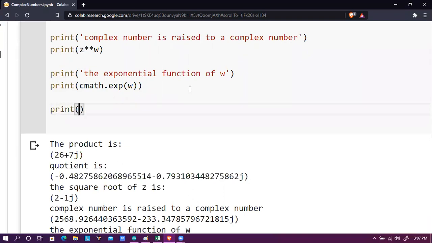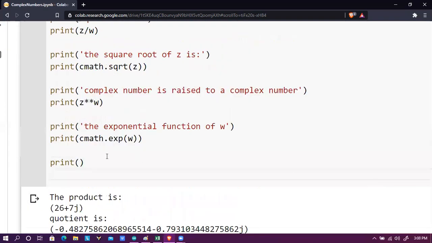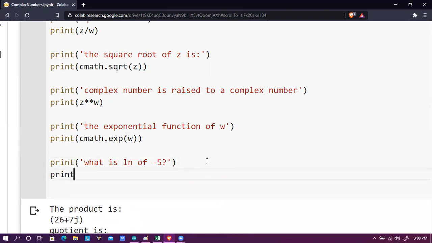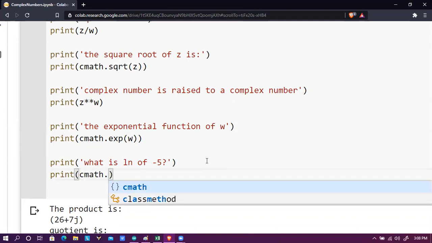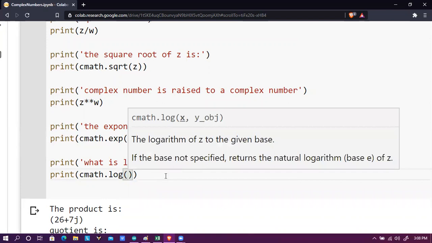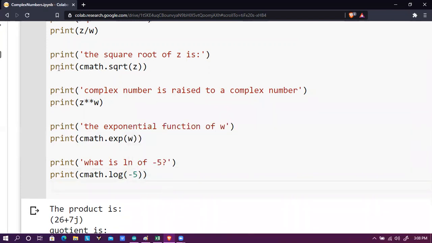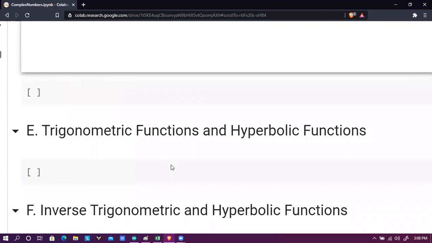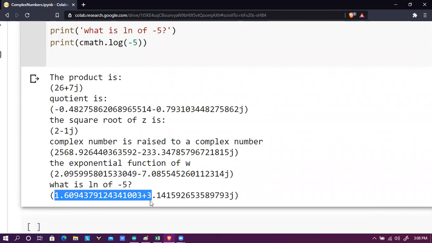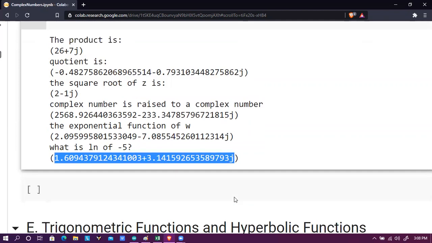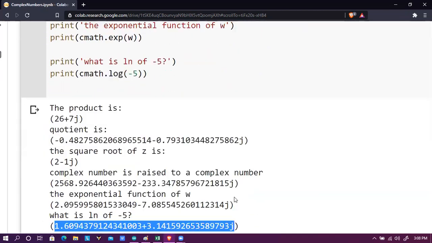Okay, let's try the logarithm. Let's say what is log or ln of negative 5? So how are we going to do that? So simple. We can say cmath.log, which is actually your ln, and plug in negative 5. So it will print the logarithm of negative 5. Okay, this is the logarithm of your negative 5. This is positive j. You have this in your quiz number 1. Okay, that's it for the logarithm of your complex numbers.